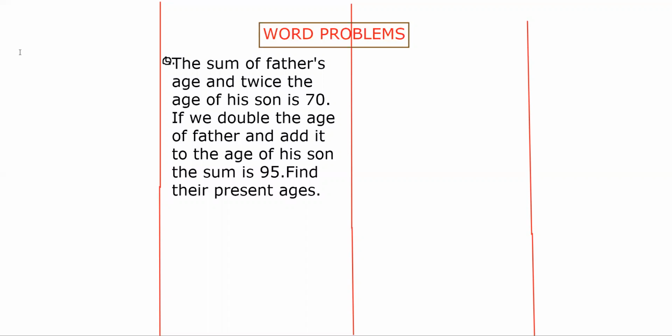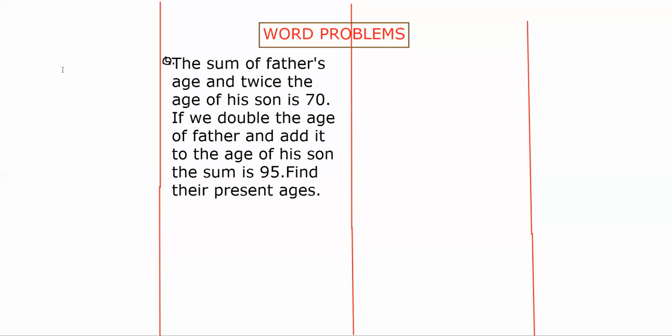So in every sum of linear equation in two variables, we will be having the first condition and the second condition. With the help of those conditions, we will be forming the first equation and the second equation. So here is one sum in front of us. We'll look at the sum afterwards. First, let us understand how to form the equation.